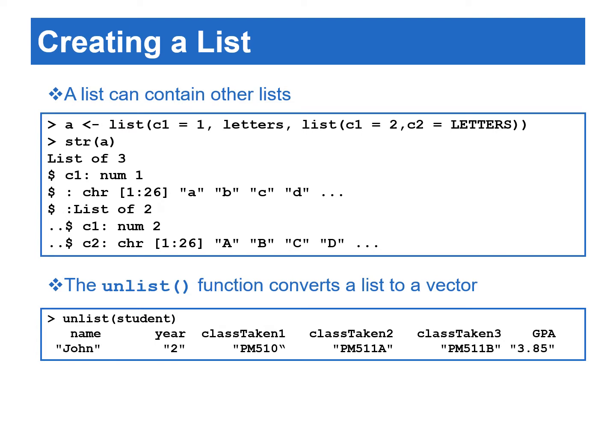Recall that we can use the str function to display an object in a compact form. This function is especially useful for displaying a list object. To convert a list to a vector, we can use the unlist function.